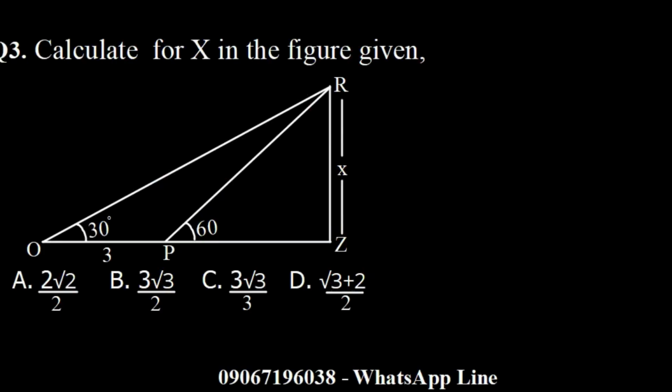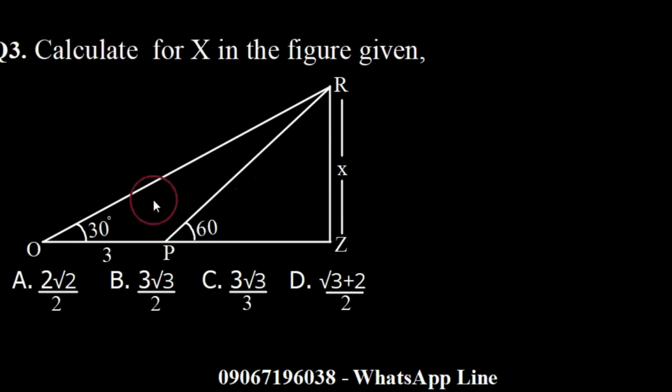Now in question number 3, we have this question, a very interesting question. We are asked to calculate the value of x in the figure. Now what is the figure? The figure is two triangles meshed together. So we have triangle RZP and triangle RZO. These two triangles are given to us to find the value of x, which is this point.